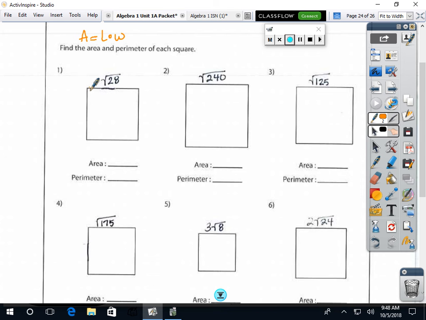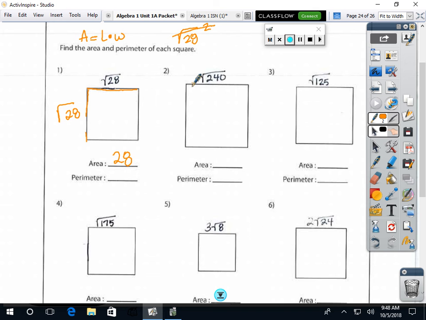Well, with a square, if the length is the square root of 28, isn't the width also the square root of 28? And you multiply them. What's the square root of 28 times the square root of 28? Remember yesterday I taught you that rule? The square root of 28 times the square root of 28 would be the square root of 28 squared, right?